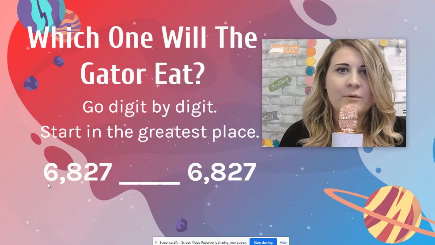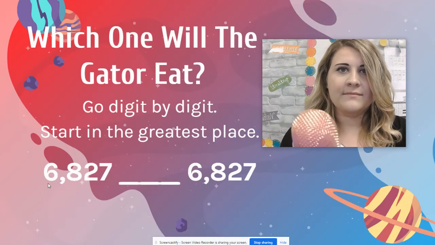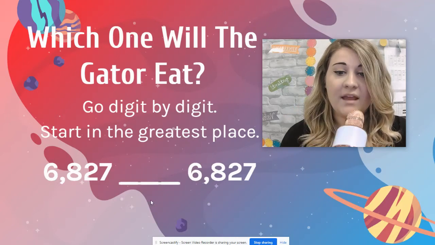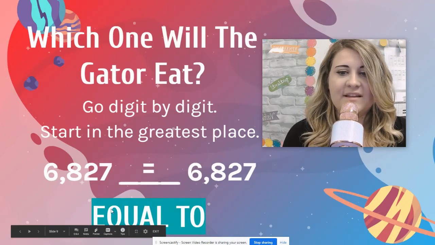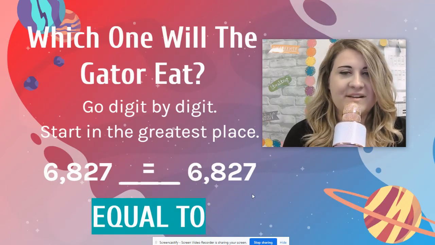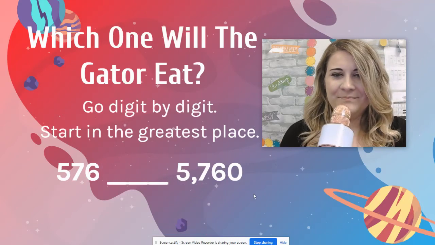What symbol do you think we're going to put there? If you said the equal to symbol, you are correct. 6,827 is equal to 6,827, and that is correct.